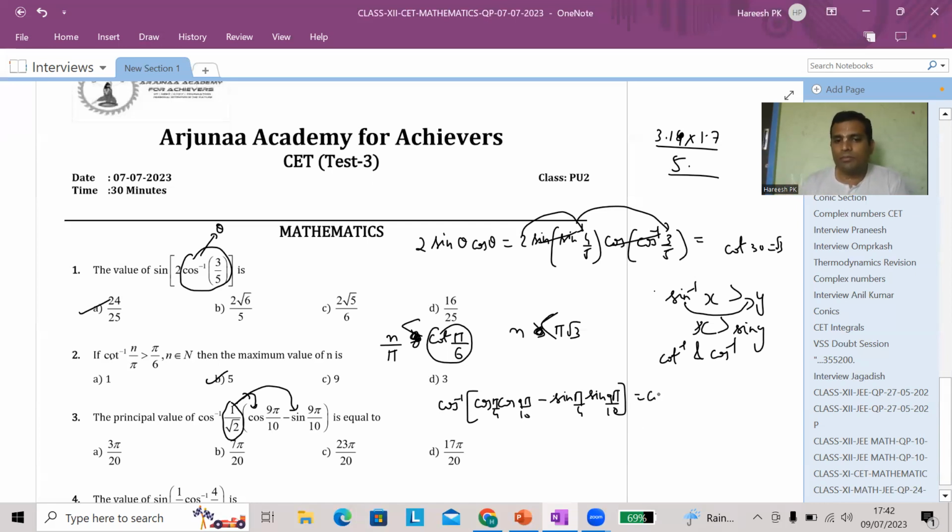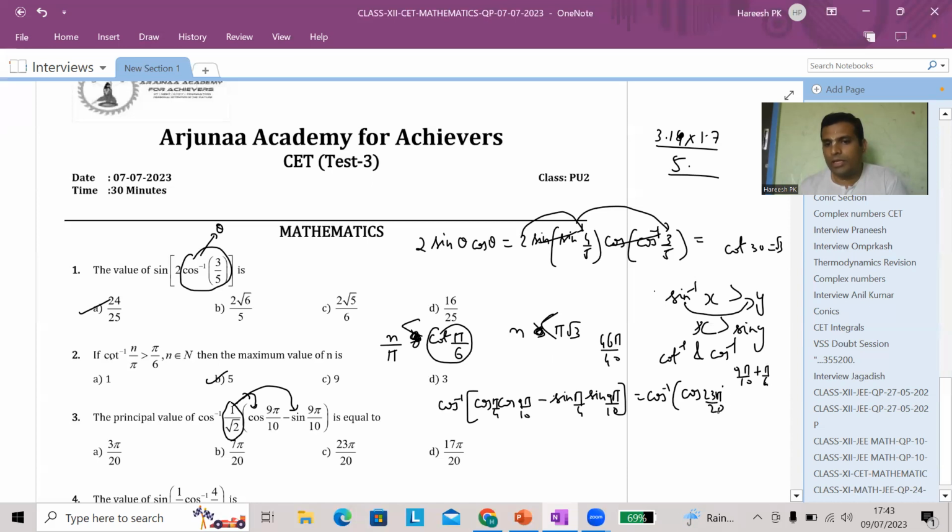So this will become cos inverse cos 9 pi by 10 plus pi by 4. Actually, if you take LCM, you'll get 46 pi by 40, which is 23 pi by 20.